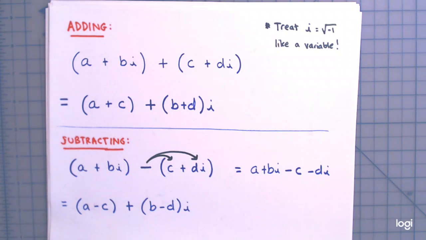You're going to treat i like a variable, even though it's not, right? i is not a variable. It is a specific number. It is that principal square root of -1.